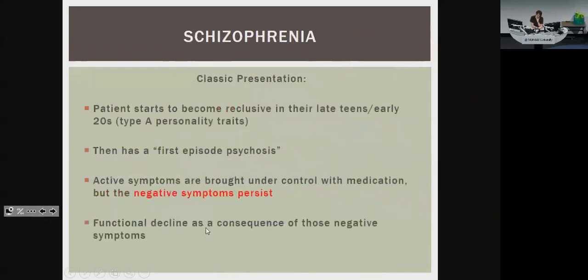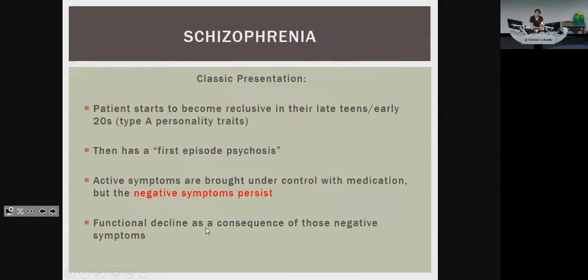So the classic presentation is a young man who has those classic type A personality traits. They might be a bit weird. They might have difficulty forming friendships. And then all of a sudden they get to their early 20s and bang, they enter into their first episode of psychosis where they get hallucinations, they get delusions, they might have a form of thought disorder, etc.